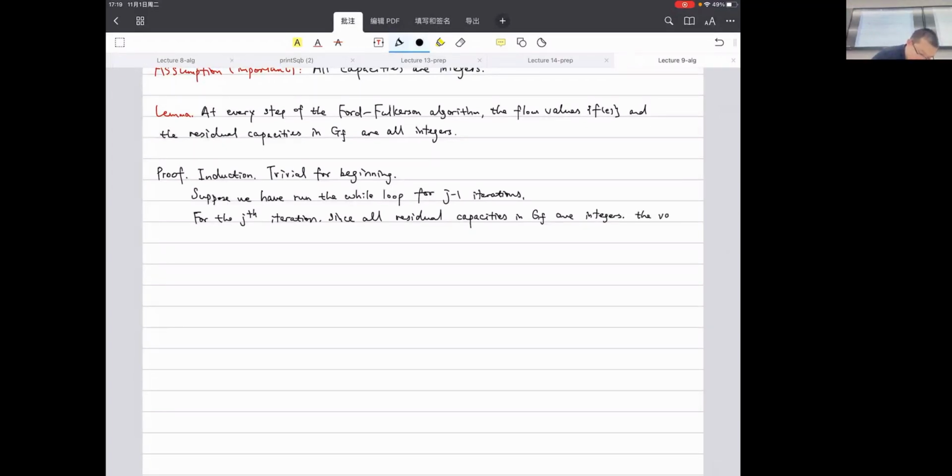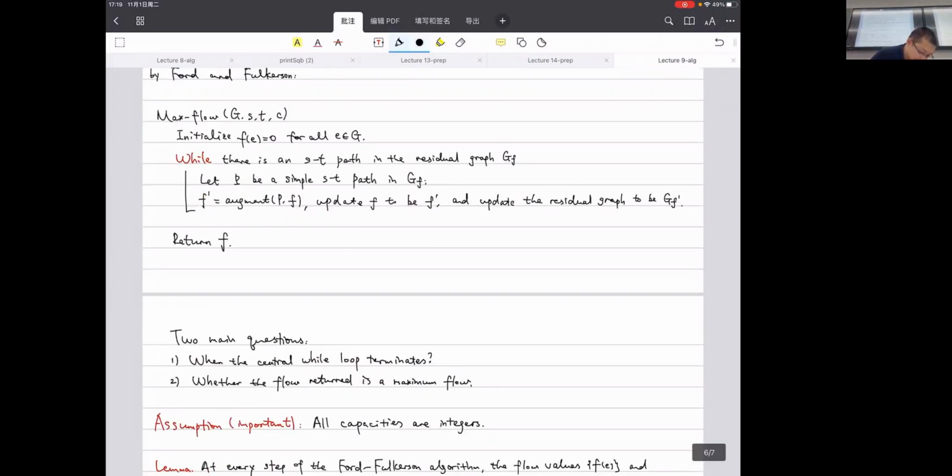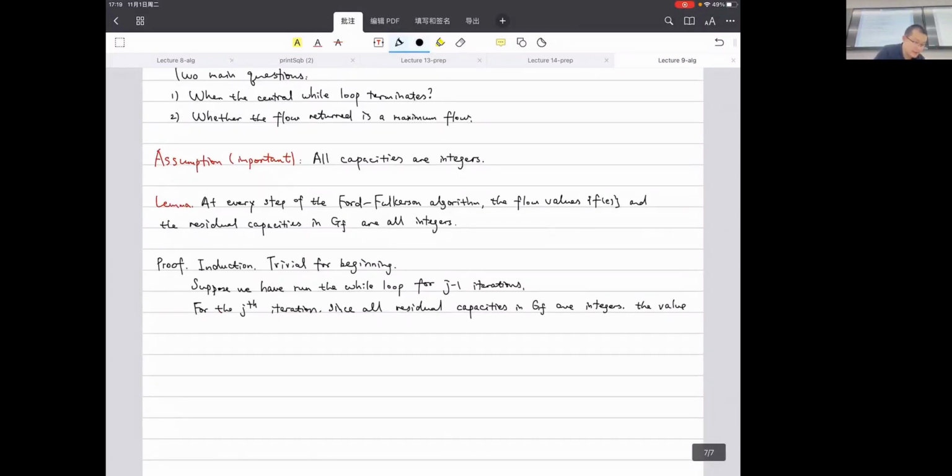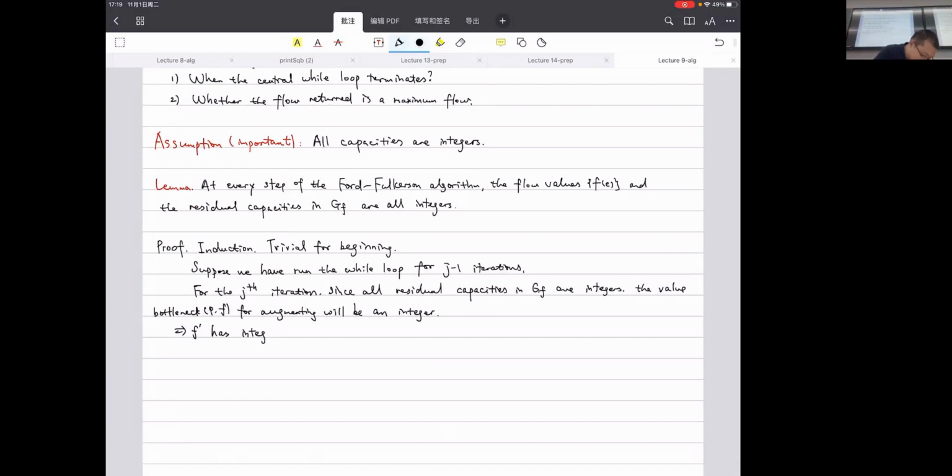the value, basically this bottleneck, because we are talking about a bottleneck here, and the bottleneck is the value that we augment each time. So the value of the bottleneck, d_f for augmentation, will be an integer. And this is going to imply that f prime is still going to have integer values, and so will the capacities in the new residual graph.